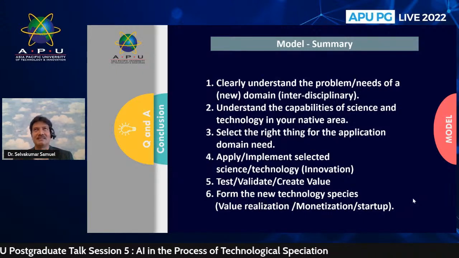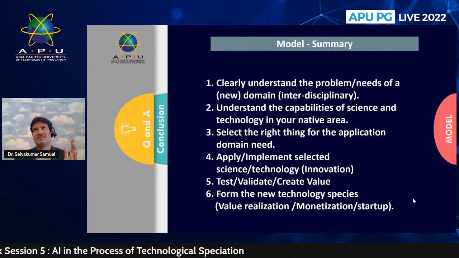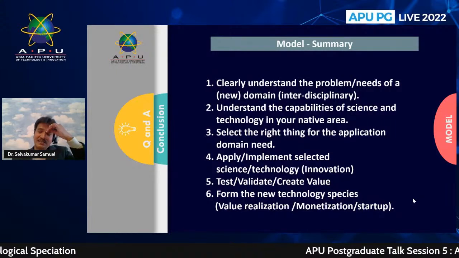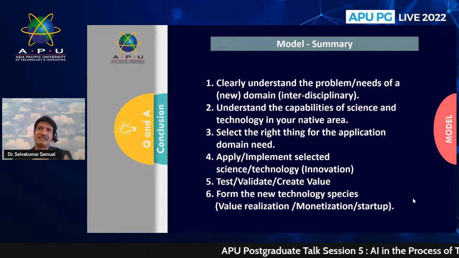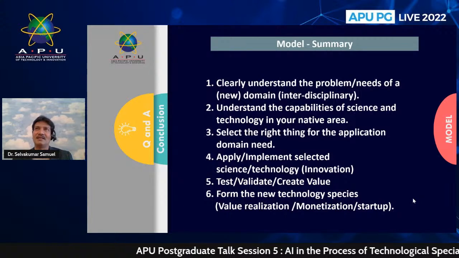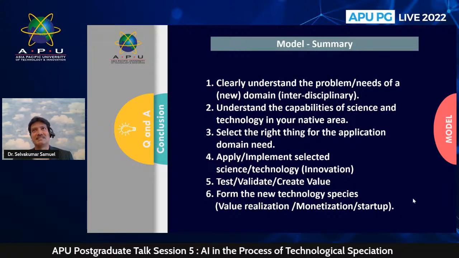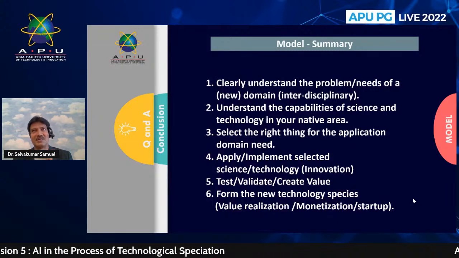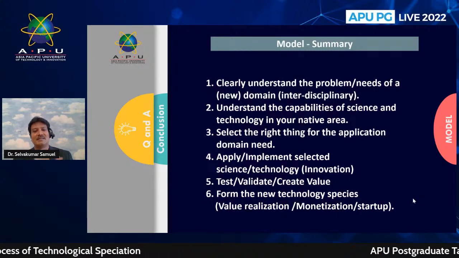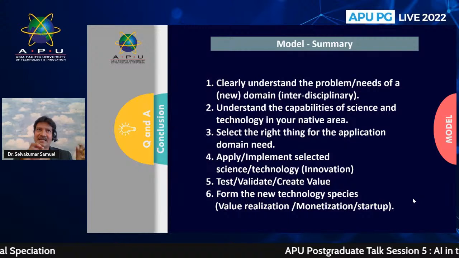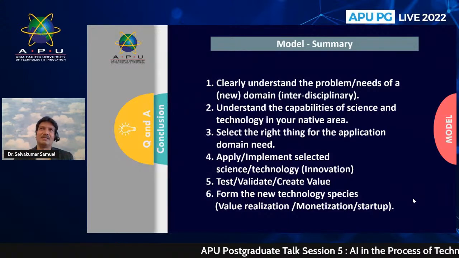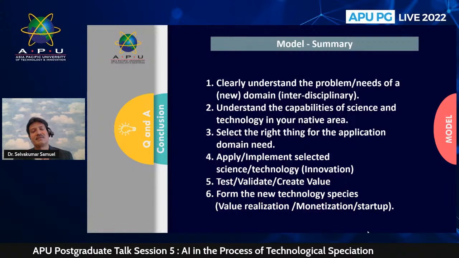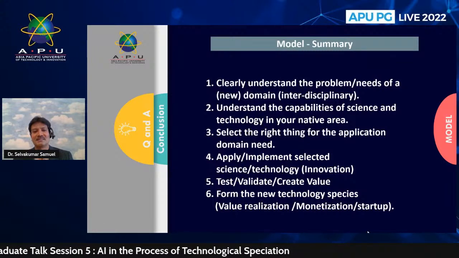So let me summarize. Select a problem, for example, a business problem. Select technologies, business technologies, more than one technology, or suitable technologies. Identify the characteristics, the capability of those technologies. Then select the right technology which can solve the problem. Fourth one, apply the technology.